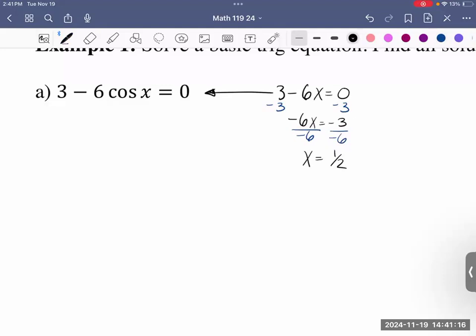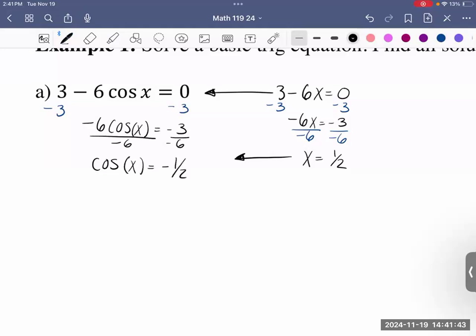So same idea here. Instead of dealing with an x, do all of those things that you had previously done, but with your trig function. So subtract your 3: negative 6 cosine of x is equal to negative 3. Divide everything by a negative 6. And here you'll see you have cosine of x is equal to a positive 1/2.